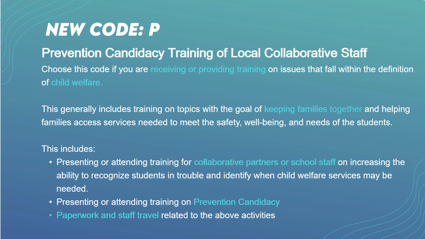The focus here is building staff capacity, helping staff recognize when a student or family may need services to prevent child welfare involvement. You can also use this code if you are the trainer, leading the session, or if you're completing related paperwork or travel. In short, Code P supports all efforts to ensure our staff are trained and prepared to identify, refer, and support students before issues escalate into formal child protection situations.